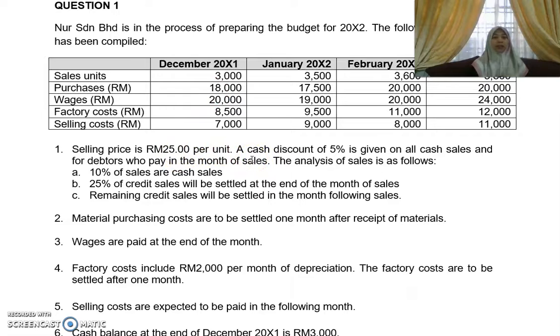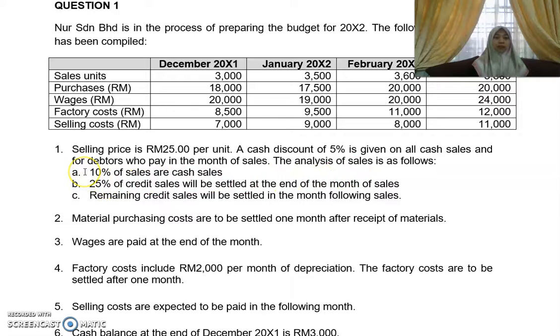A cash discount of 5% is given on all cash sales. So if you have cash sales, a 5% cash discount is given. Also, a cash discount of 5% is given for debtors who pay in the month of sales. So if debtors pay in the same month of your sales, you will give a cash discount of 5%. The analysis of sales is as follows.